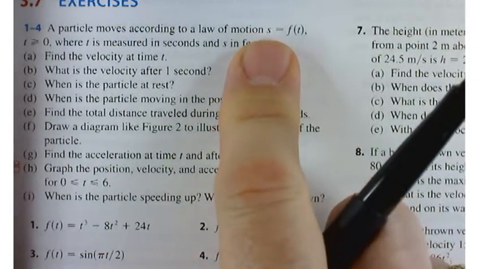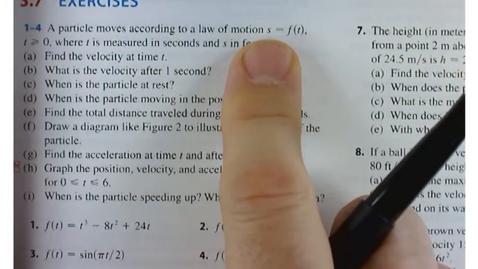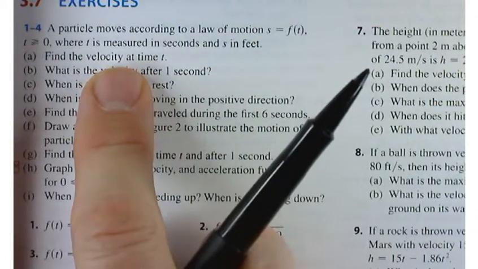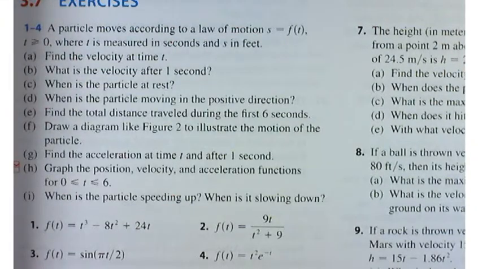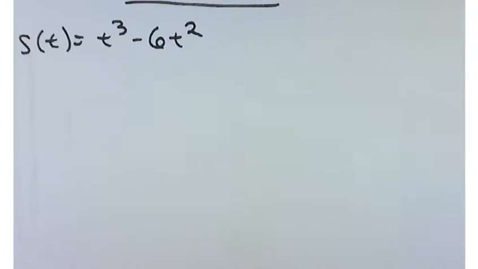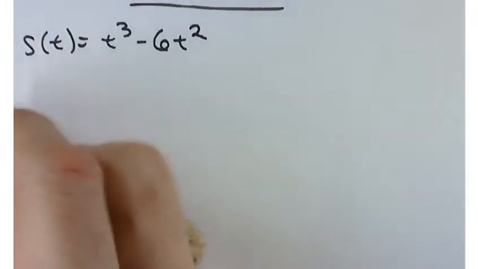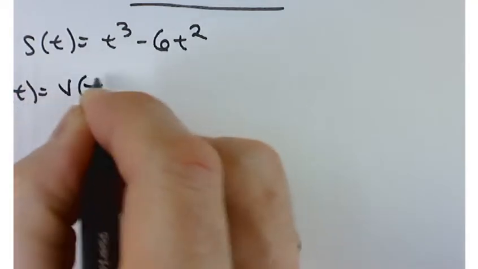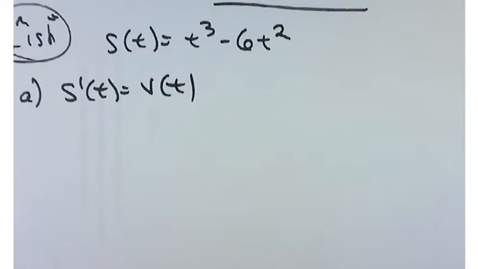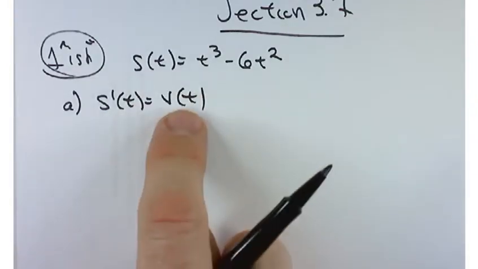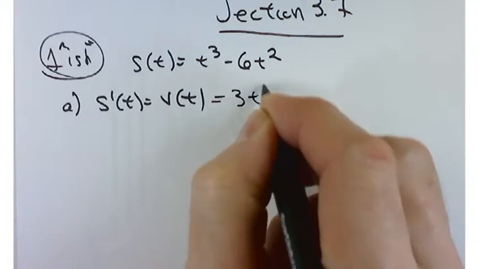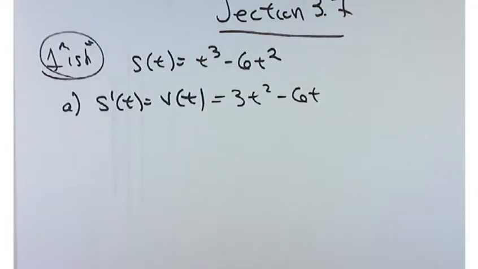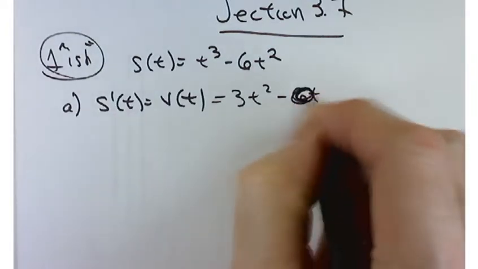Well, if this is your position, then what's going to tell you the velocity? First derivative, right? The derivative tells you the change in position, and your change in position is the velocity. So, all right, that's a pretty easy one, right? Part A, S prime of t equals v of t. The derivative of the position function is your velocity, and I'm not even going to bother asking you for it because I think that's pretty easy. S prime of t equals 3t squared minus 12t.